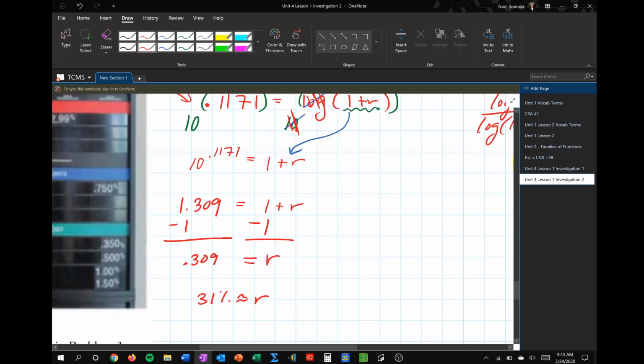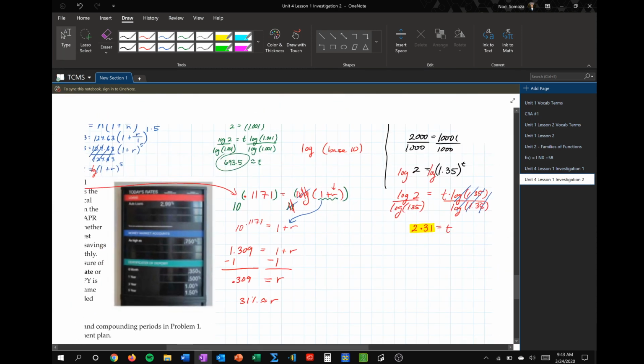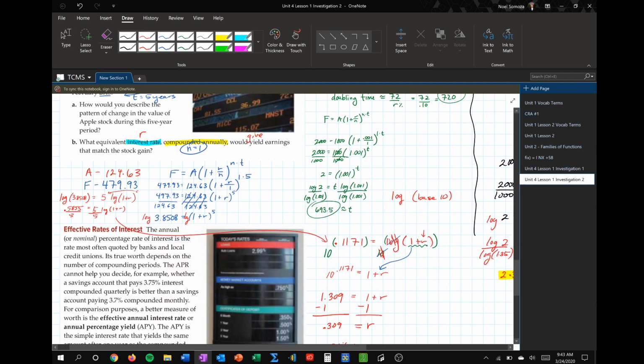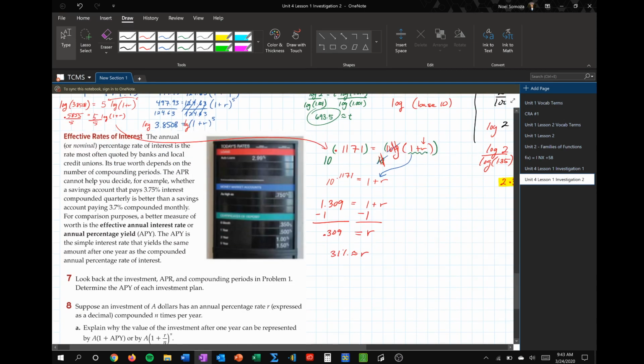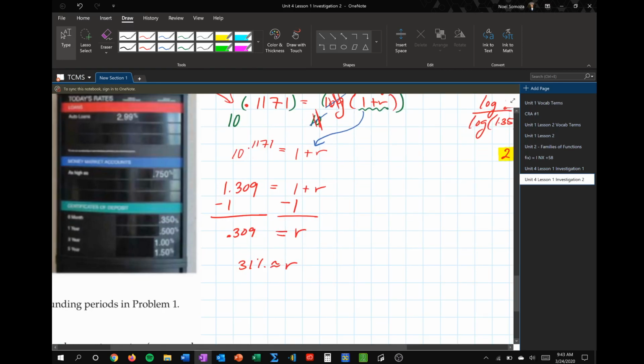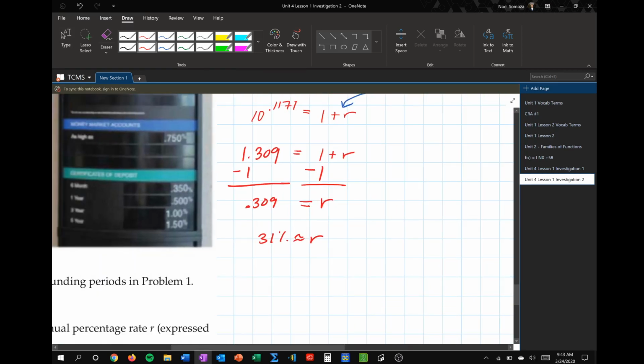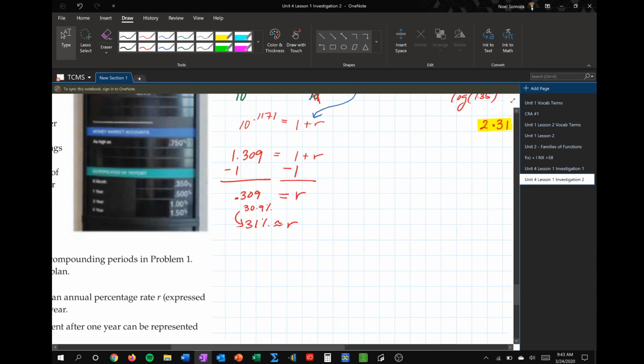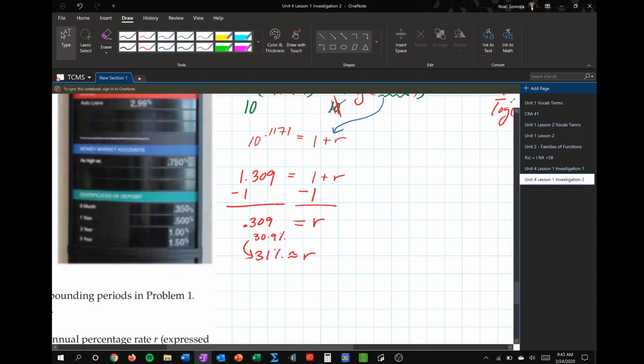Now you can solve for r by subtracting 1 on both sides. So here what you get is 0.309. And remember the original question, what it was asking for? It was asking us for the equivalent interest rate. So we were looking for r the entire time. Because this is a decimal, I basically just moved it over to 30.9%, and then I rounded it to 31%. So that's approximately what we would get as an interest rate.